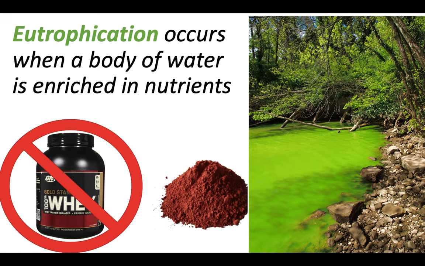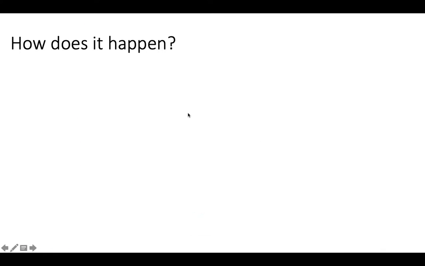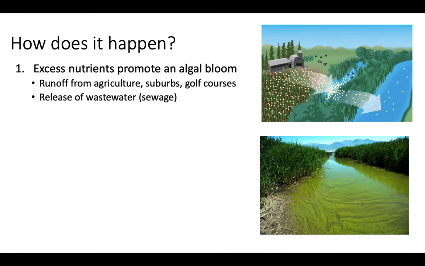So let's break it down a little bit more specifically. How does this actually work? So first thing that happens is those excess nutrients are deposited in the aquatic ecosystem, and that leads to an algal bloom, which is basically a fancy way of saying that a lot of algae grows really, really fast. And where do those excess nutrients come from?